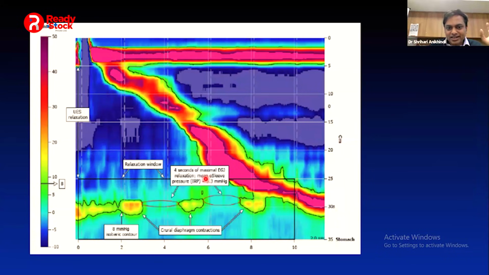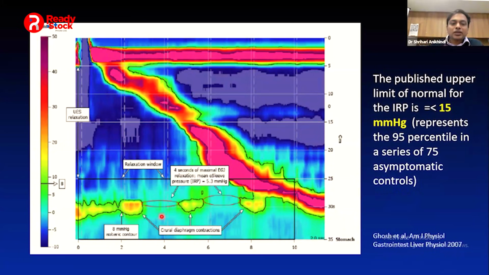So let me explain that in this graph. So the patient has initiated the swallow, right? So from here, you start counting 10 seconds. In this 10 seconds, which are the 4 seconds where the pressure in the lower sphincter is the least? Okay. So it could be a contiguous zone or it could be a discontiguous zone. Okay. So in those 4 seconds where the pressure is least, that is what is measured.